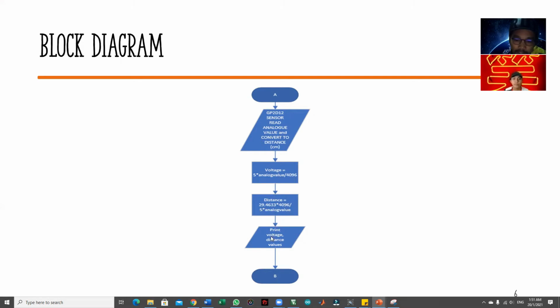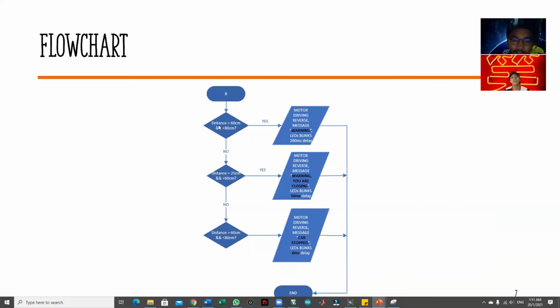Then it will print the voltage and also the distance value on the serial monitor, and it will go to function B. And next, I forgot to tell you one important thing, that the sensor can read from 10 cm up to 80 cm only. So if the distance is more than 60 cm and less than 80 cm, it means the motor is driving reverse, of course, since we are focused on the reverse system.